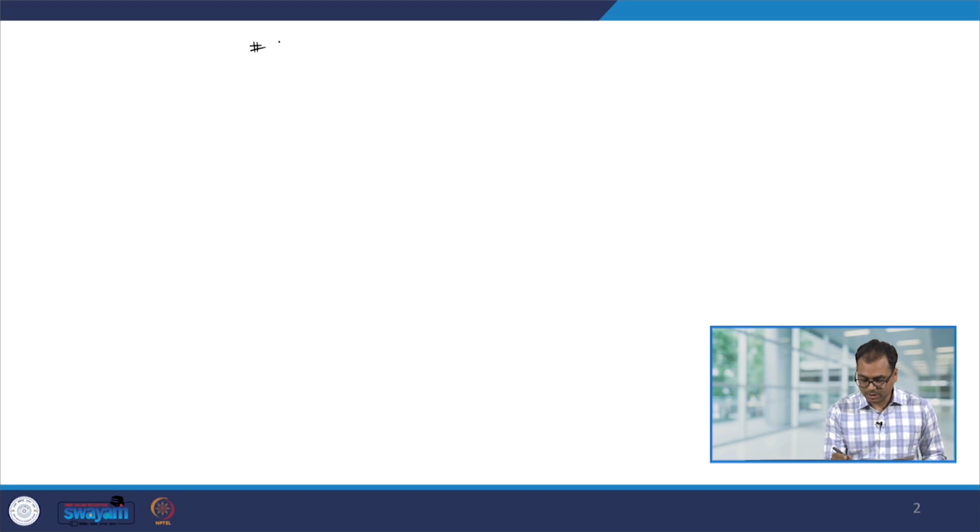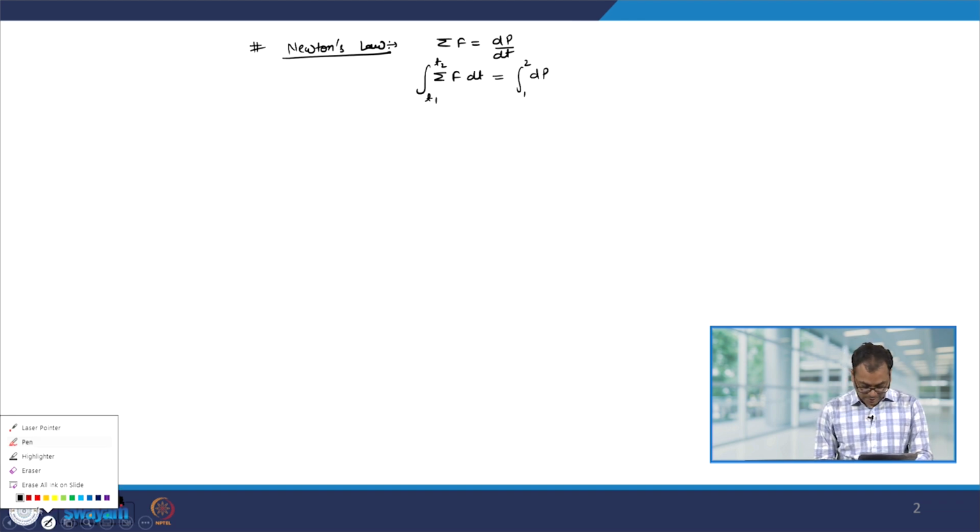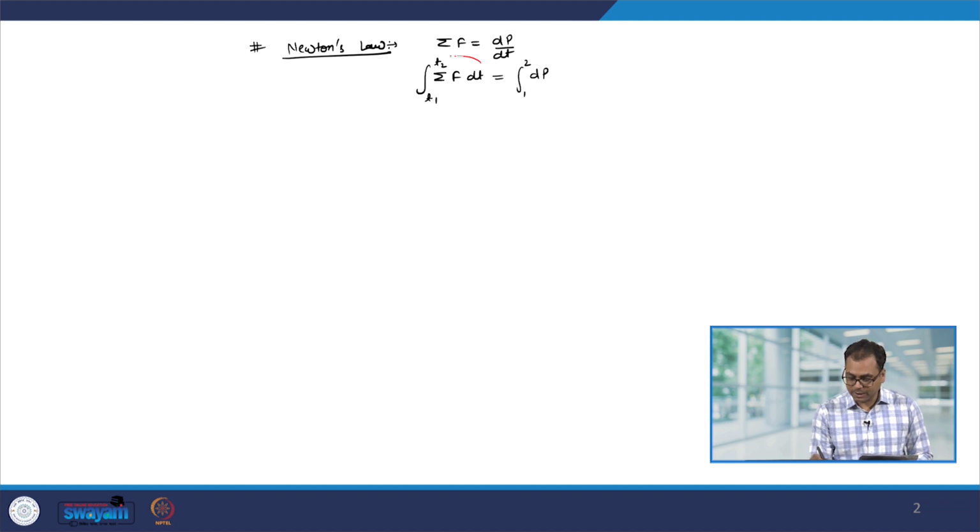Let us start with Newton's law. Summation F equal to dP by dt. Now integrate this with respect to dt. So integral F dt will be integral dP. I just multiply dt on both sides and then integrate. Let us say t varies from t1 to t2 and momentum from 1 to 2. The quantity on the left hand side is called the linear impulse of the force.